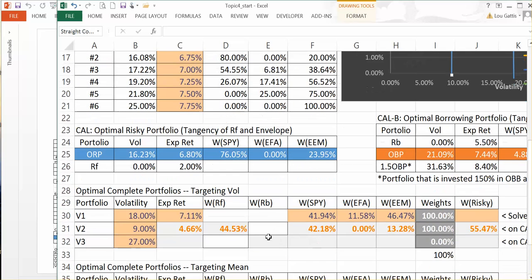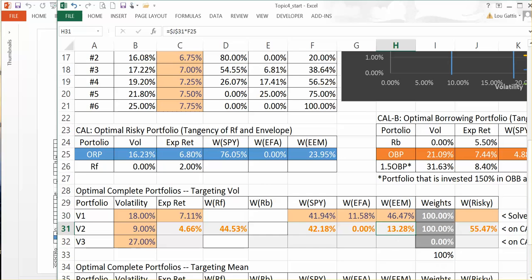And let's talk about how to buy it. So if your client wants a 9% vol, relatively safe portfolio, and they have $100 to spend, I would tell them to put $44.53 in treasuries, $42 in SPY fund, $13 in an EMA fund.